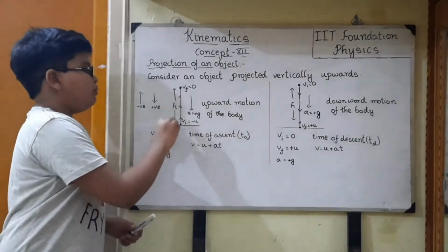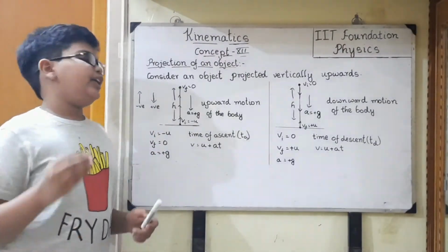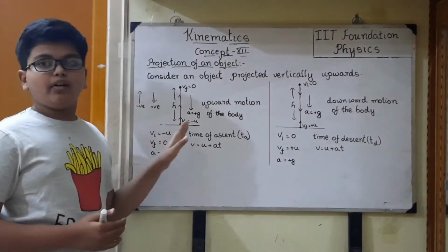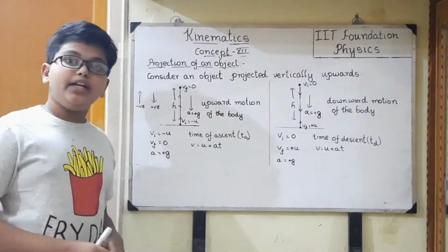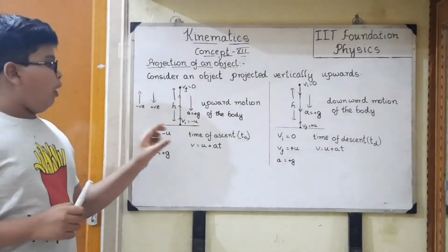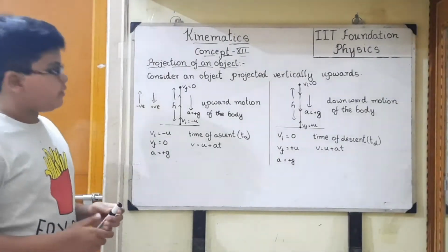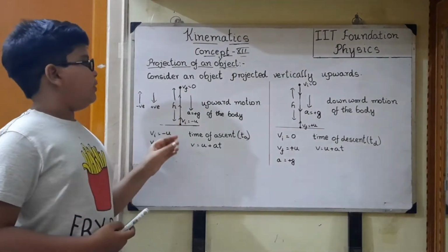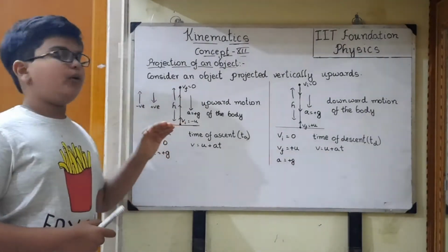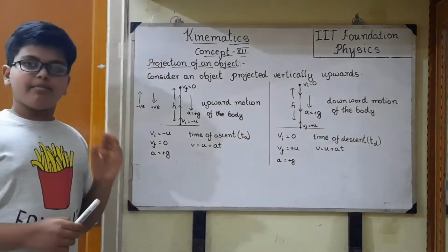So the body will move continuously with retardation, because the initial velocity and the acceleration are parallel to each other but opposite in direction. So the object will move with retardation, right? We have learned it in a previous concept. So at a certain point the velocity will become 0, and it is called the maximum height.